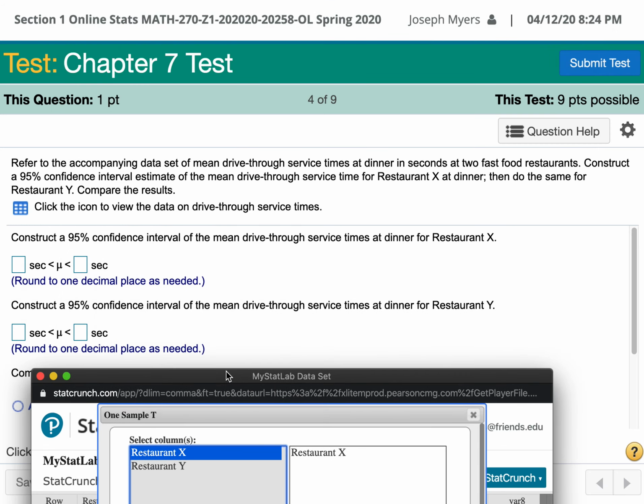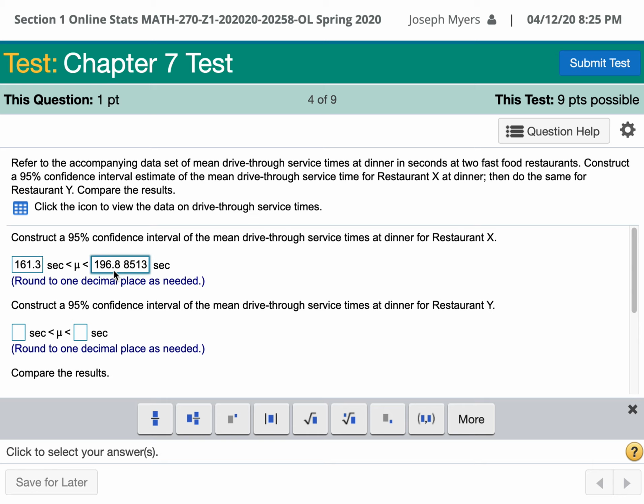So the lower limit is there. The upper limit of the confidence interval is there. So round it off to 1 decimal place. So 0.3, and this one needs to be rounded up. So the 0.8 needs to be rounded up to 0.9.